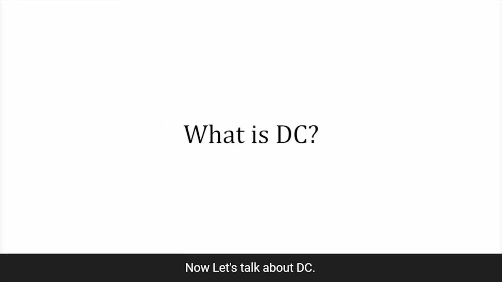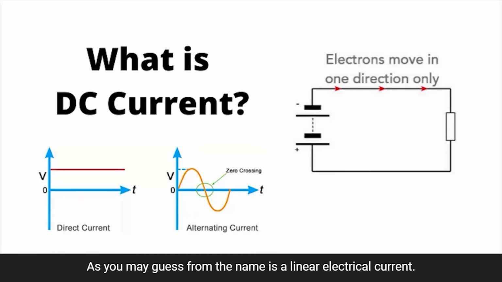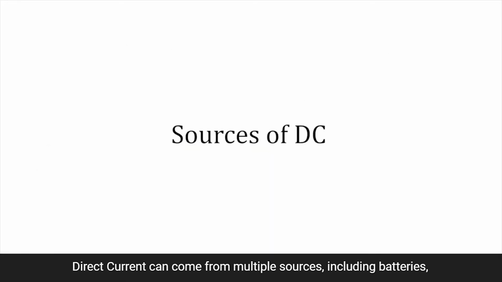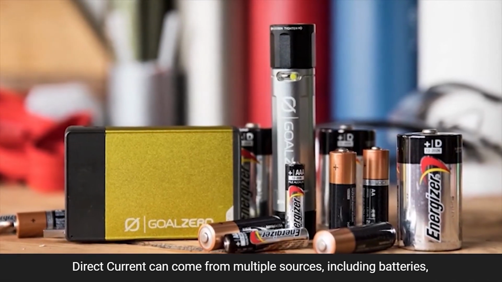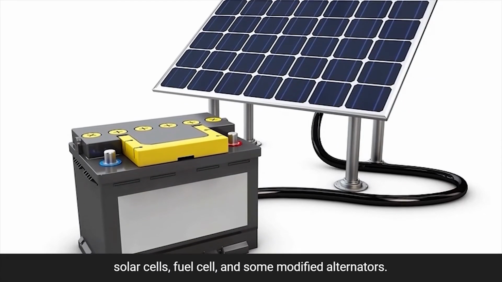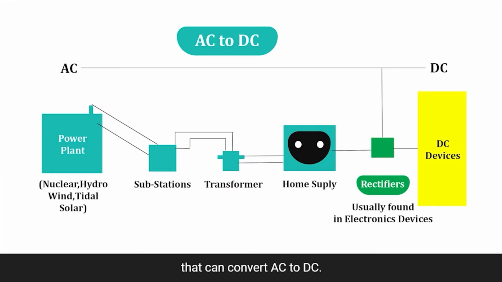Now, let's talk about DC. So what is DC power? Direct current power, as you may guess from the name, is a linear electrical current. It moves in a straight line. Direct current can come from multiple sources including batteries, solar cells, fuel cells, and some modified alternators. DC power can also be made from AC power using rectifiers that can convert AC to DC.